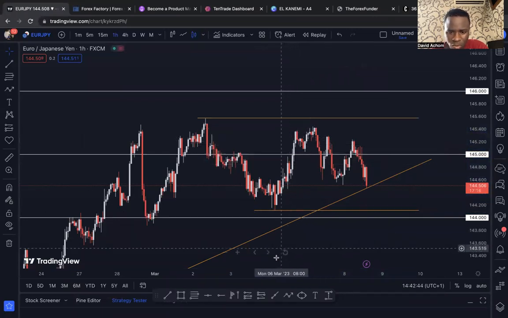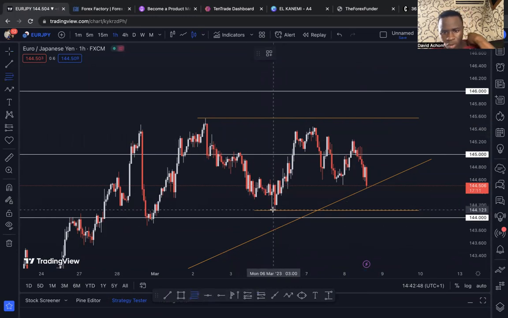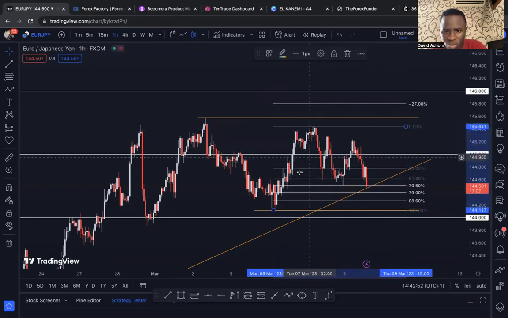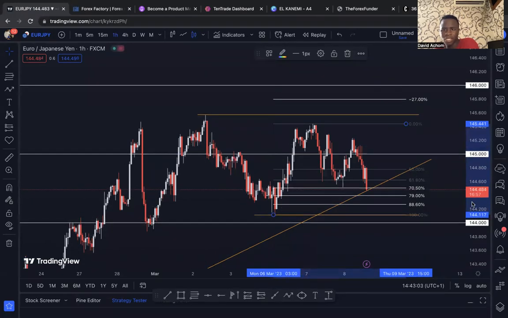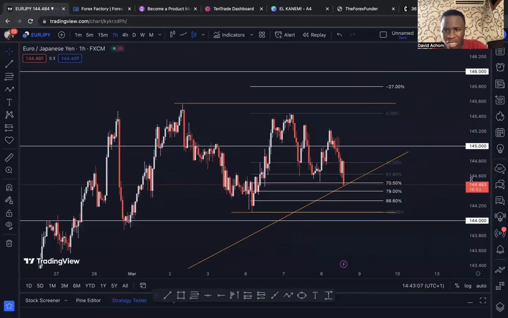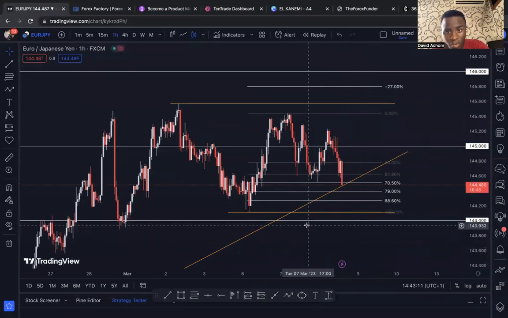So now let's do it for the buy because we're expecting a buy. So most recent low to most recent high. This was the most recent low, most recent high. So price is on 70.5. We need price into 79%. So now, follow me, everybody. Price is coming into the 79% Fibonacci level. That's what price is doing, coming into it.